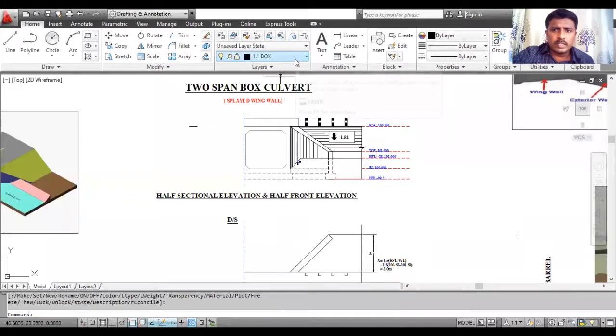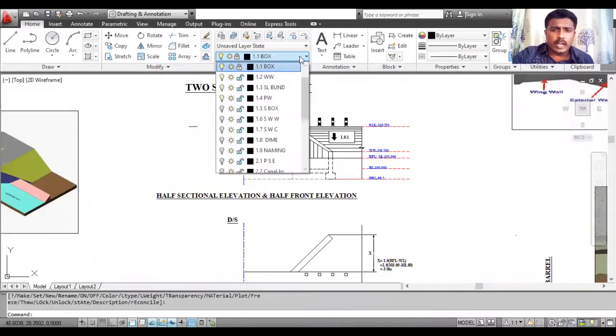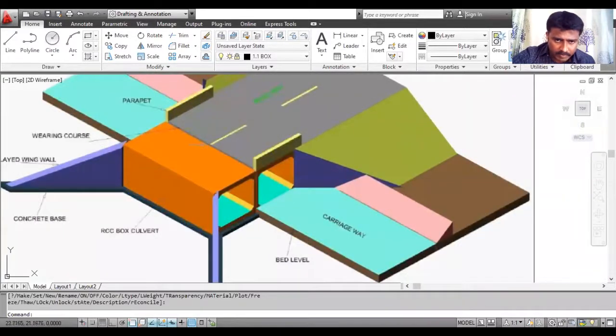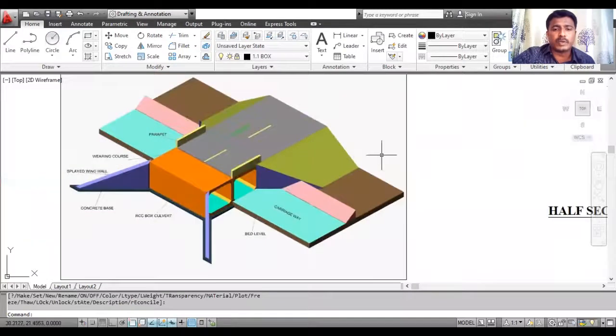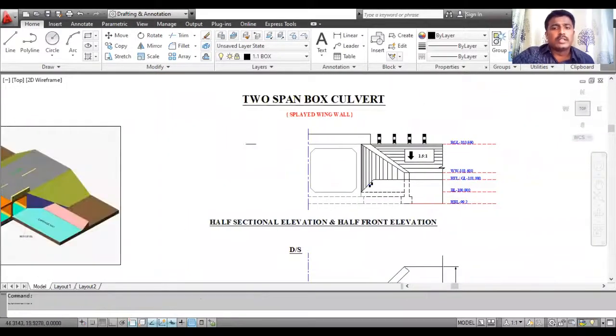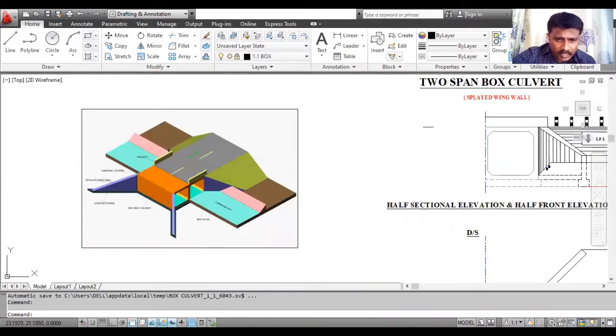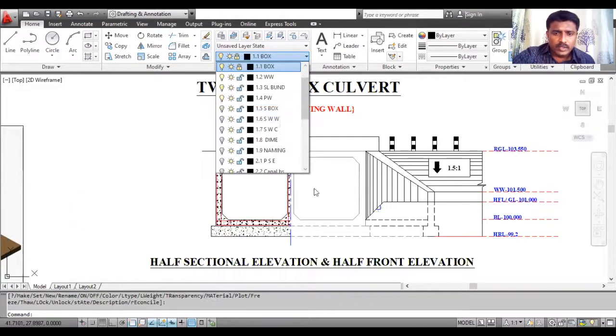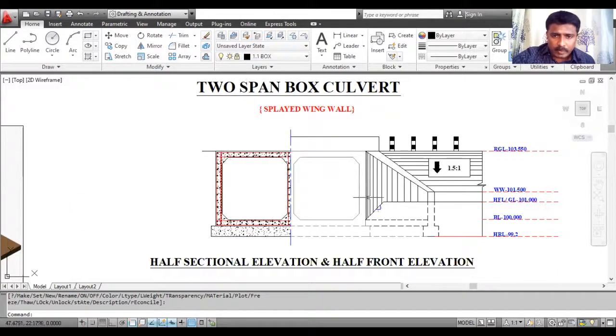Next procedure, you have to draw the half sectional view. Here you have to cut at the center, so whichever view comes, that view you should draw here. At the center when we cut, only the barrel portion is visible, half section at the barrel. So first procedure, draw the same concept.